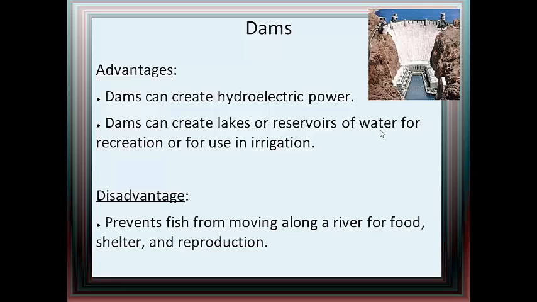Disadvantages of dams. Obviously, if you're blocking a water flow artificially, a man-made structure, it's going to prevent fish from moving along a river for food and to get shelter and to reproduce.